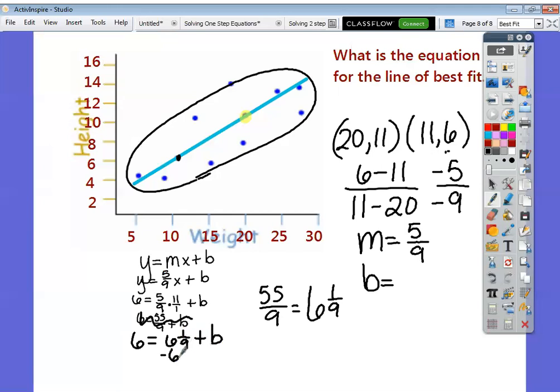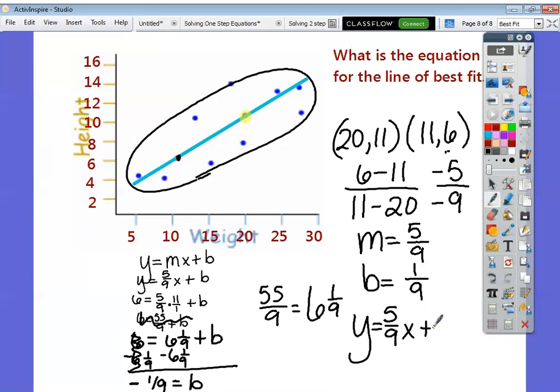I'm going to subtract 6 1/9 from both sides. And look what happens: those 6s cancel out, leaving me with a negative 1/9. So there's my y-intercept, and here is my equation: y equals 5/9 x minus 1/9. Like I said, I think the problems you will see will be a lot easier to do. So let's go through what you are working on for today.